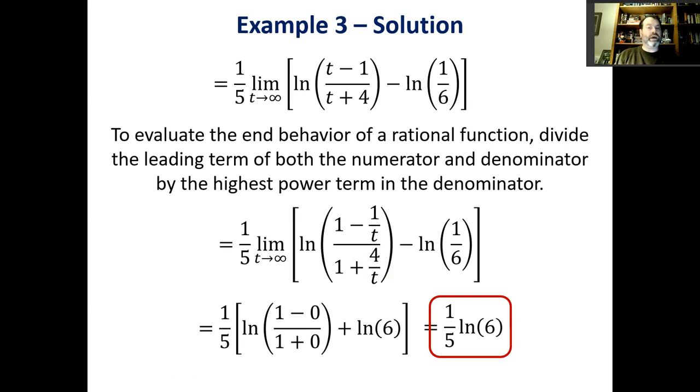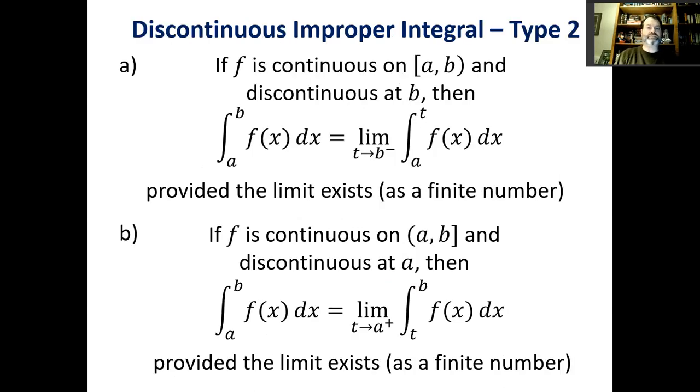Okay, so that is the type 1 improper integral. Let's see the type 2. A type 2 improper integral is where one of the endpoints is discontinuous. So the integral from a to b, if b has a vertical asymptote, when it says discontinuous, it's talking about vertical asymptotes only. If it is a removable or jump discontinuity, you don't need to use improper integrals. This is for vertical asymptotes only.